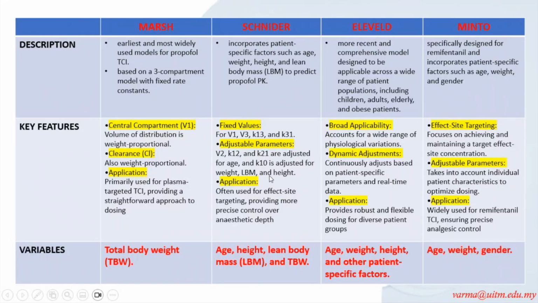Of course, in all the pumps you put in age, height and weight, but based on what pharmacokinetic model you choose, they will take the specific parameters they want, and then they calculate the lean body mass and everything. Application: often used for effect site targeting, providing more precise control over anesthetic depth. You don't have to calculate the lean body mass, the machine will do it for you.